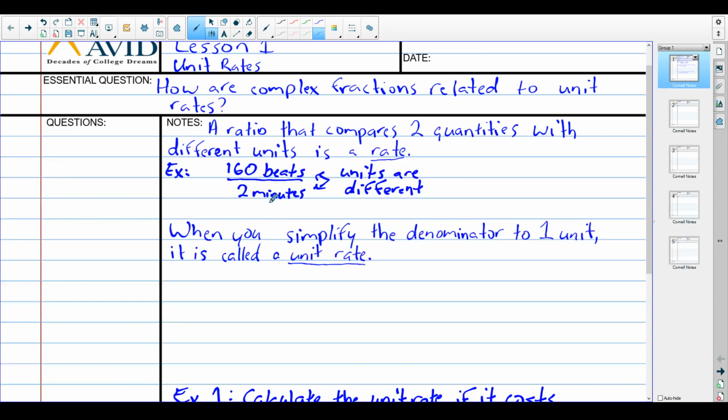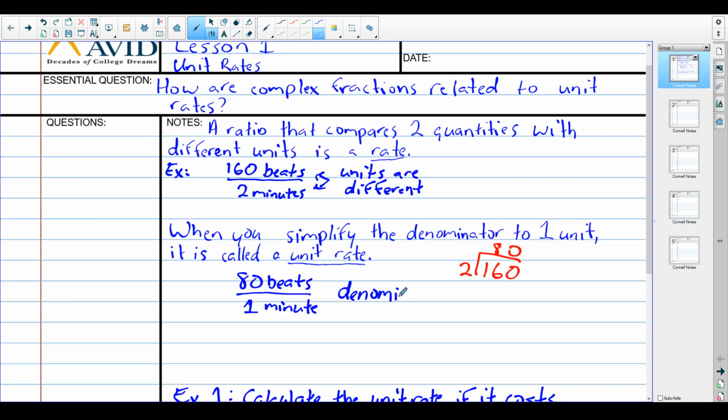So what we would need to do, we want 1 on the bottom, so we're just going to divide. So if we said, what is 160 divided by 2, and that gives us 80. So our unit rate here would be 80 beats per minute, or every 1 minute. And that's our goal. We always want to have 1 as our denominator. That's our unit.